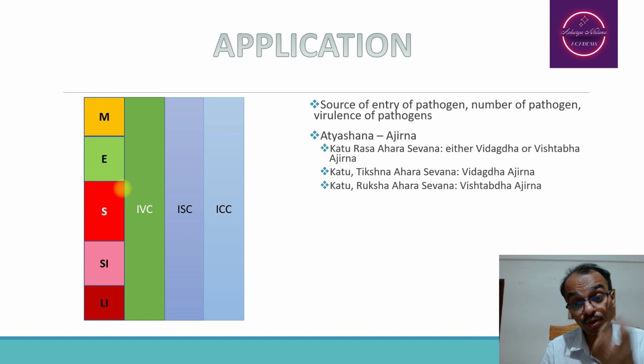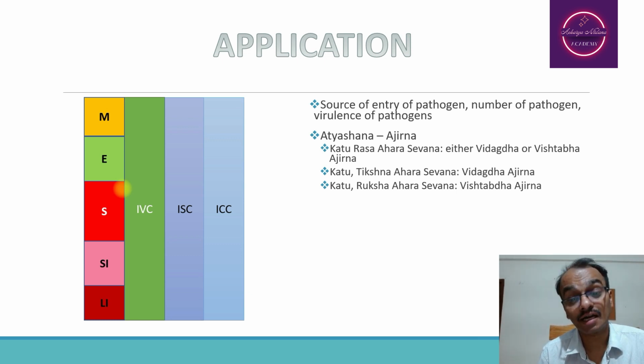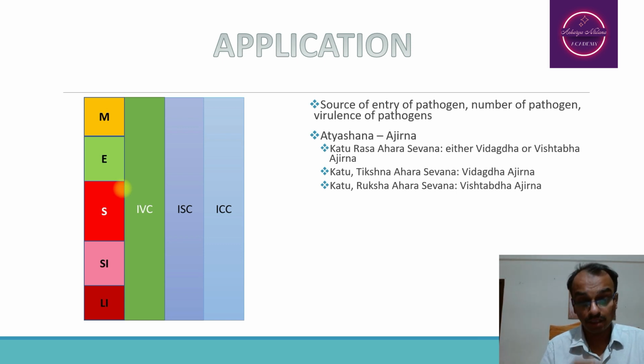Now, how are you going to differentiate whether the person has Vishtabdha Ajirna or Vidagdha Ajirna? Suppose the person is consuming Katu Rasa substances, and along with that he is taking Tikshna Ahara sevana, that may be responsible for the manifestation of Vidagdha Ajirna. Otherwise, if the person is consuming Ruksha Ahara along with Katu Rasa sevana, that may be responsible for Vishtabdha Ajirna. Likewise, the application of Vyadhi Hetu may be helpful in determining the exact disease manifestation in the body.